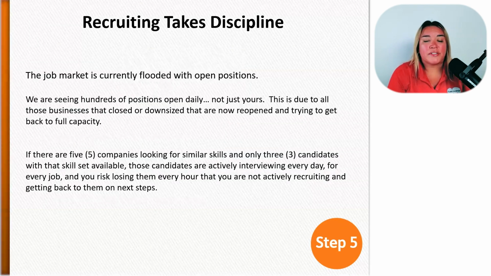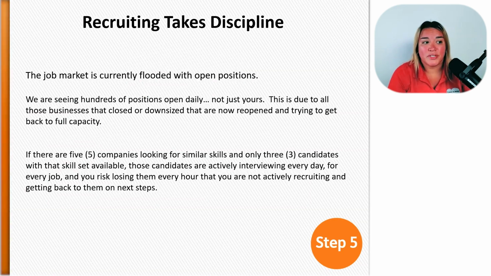The job market is currently flooded with hundreds and hundreds of open positions. We are seeing those positions being opened daily, and it's not just going to be yours. This is due to all those businesses that closed or downsized during COVID that are now reopening, rethinking business, and are trying to get back to full capacity.